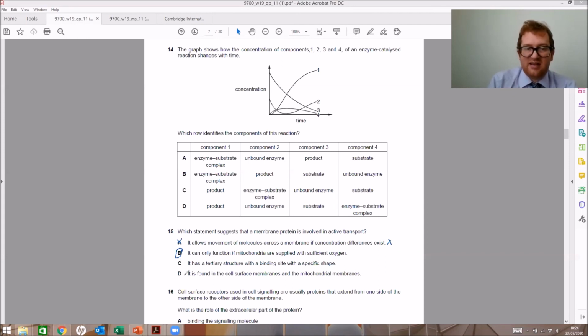Let's just eliminate the other 2 here. So C, a tertiary structure with a binding site with a specific shape. Well, we're not talking about a receptor or an enzyme here, so the idea is that this is incorrect. D, it can be found on the cell surface membranes and the mitochondrial membranes. Well, this does not indicate anything about a membrane protein, it's just a location factor. Okay, so the only option here is B.